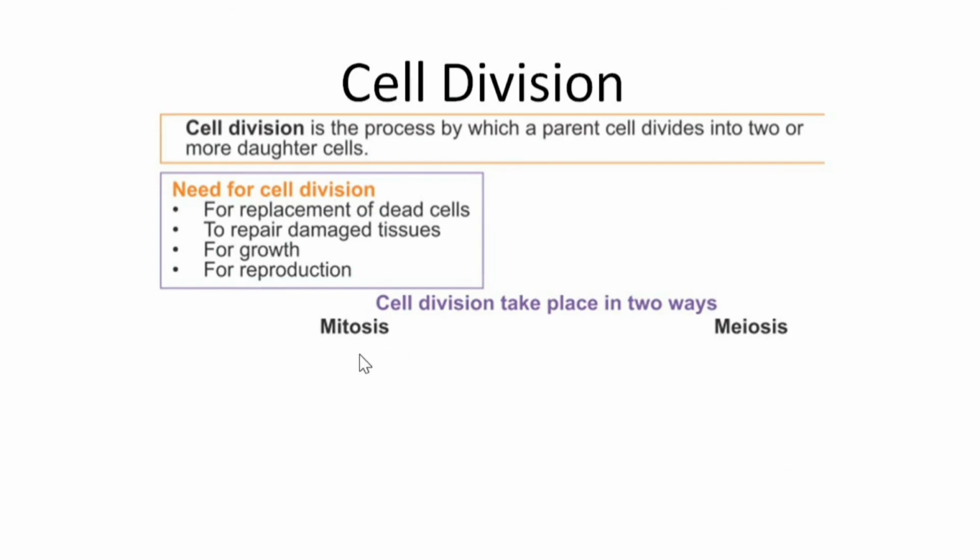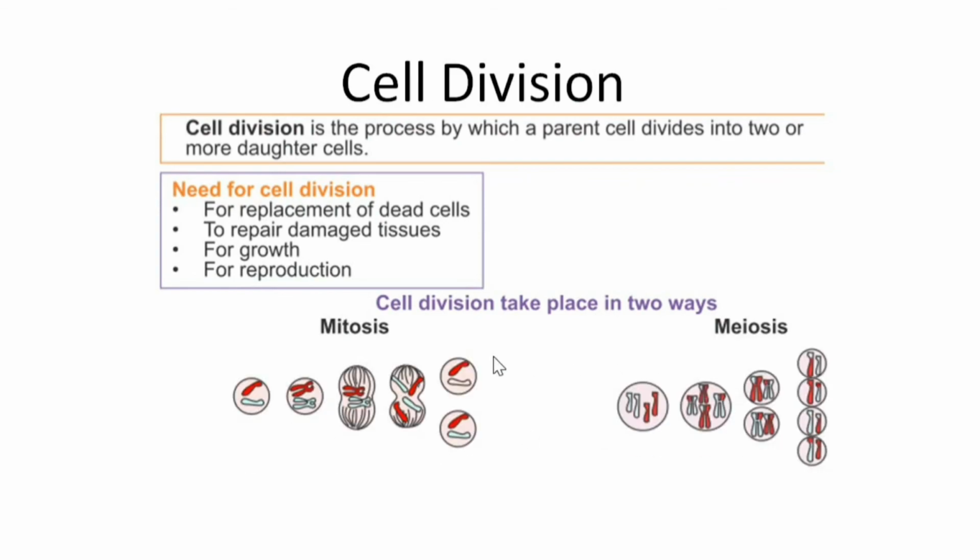Two types of cell division: mitosis and meiosis. Mitosis is the division of the cell into two identical daughter cells, with each cell having the same number of chromosomes as in the parent cell. It occurs in somatic cells. Somatic cells means body cells.